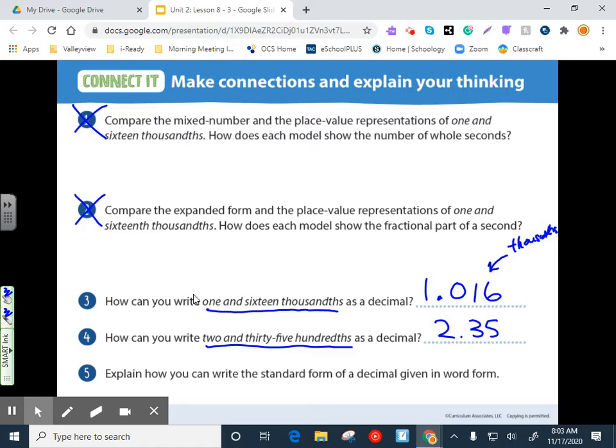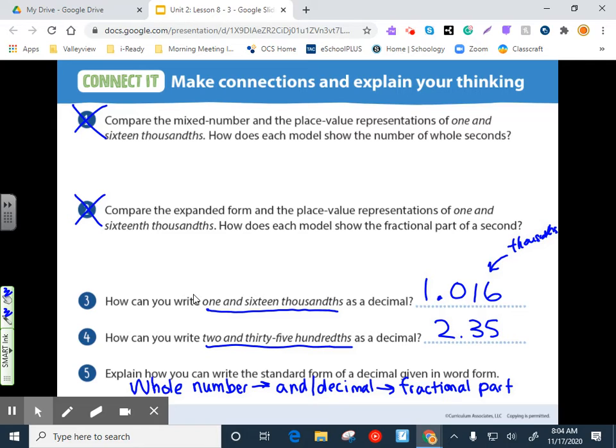They do not give me a lot of space right here. So how to discuss that? How can you write the standard form of a decimal given in word form? Well, let me write it like this. Start with your whole number, then go and slash decimal, and then do what we'll call the fractional part. And that's how you would do it.